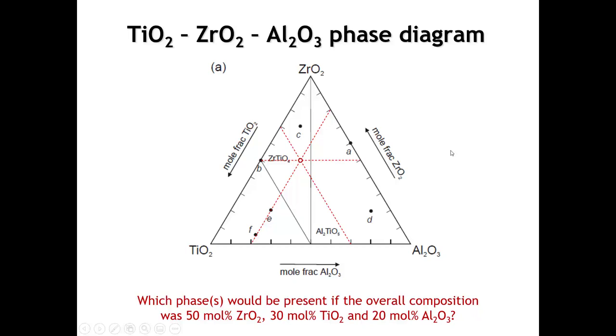Now, what phases are present? Well, you should be able to see that we're in this triangle, and the vertices of that triangle are zirconium TiO4, zirconium dioxide, and aluminum 2 TiO5. So it would be a mixture of those three phases.